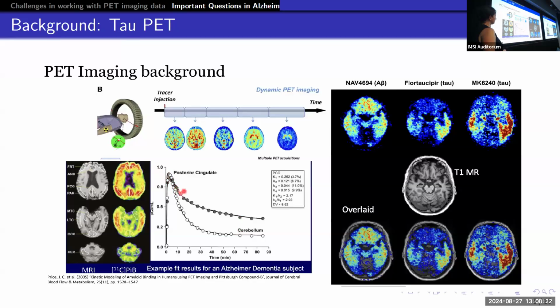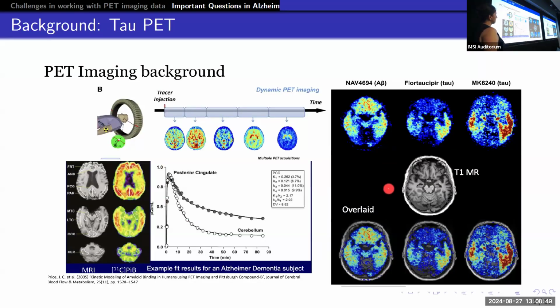So for example, here, during a certain period of time, this is the posterior cingulate area, one of the areas that are important in Alzheimer's disease, but it has to be calibrated with a region that doesn't uptake the tracer. Because PET has a very low resolution, we have to use MR data to co-register with, to figure out the regions that we're interested in.